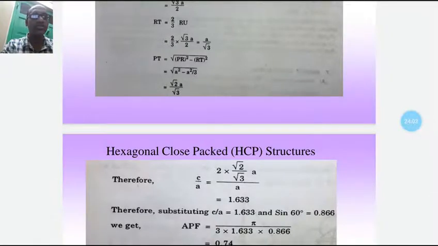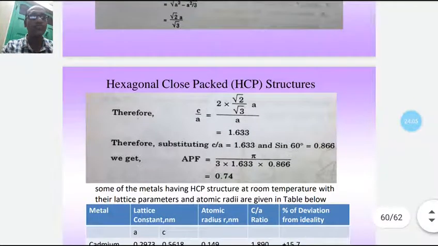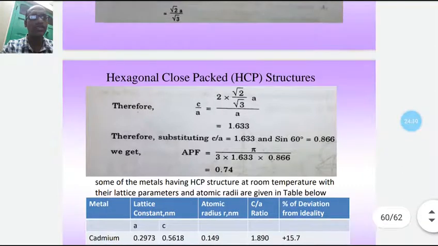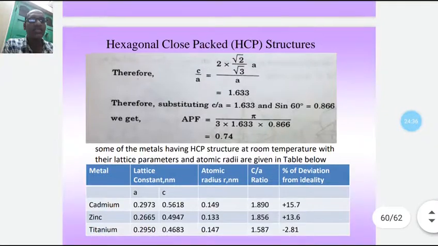Now we can substitute this C by A value, that is 1.633, and sin 60 value we know, that is 0.866. So APF will be 0.74 again. So like FCC structure, the HCP structure also, that is hexagonal close pack and face centered cubic structure, have the same APF, that is 0.74. Now some of the metals having HCP structure at room temperature with their lattice parameter and atomic radius are given in this table.